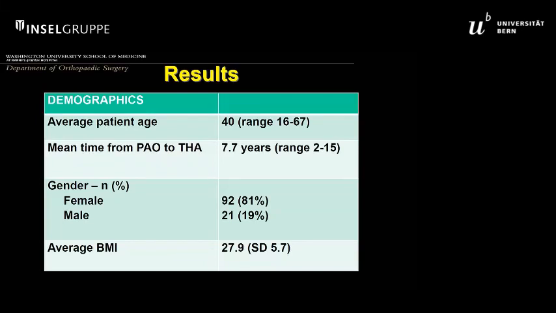At 40 years of age. Mean time from the PAO to the total hip was almost 8 years, range 2 to 15. The majority, 81%, were female patients, average BMI 28.